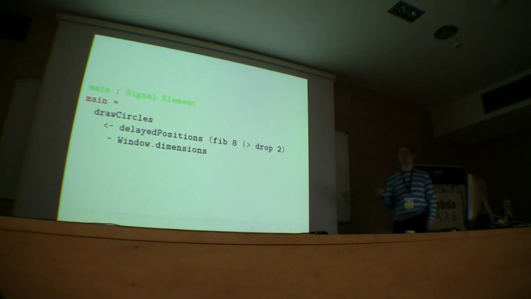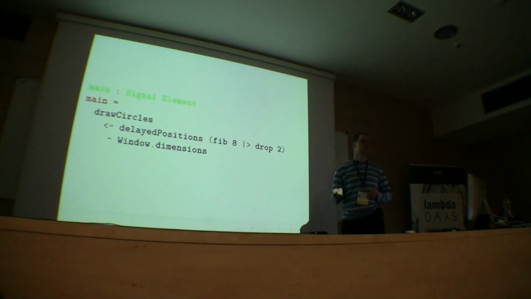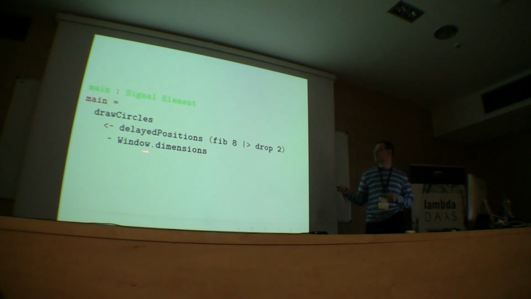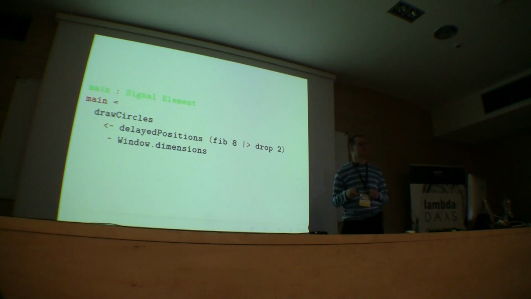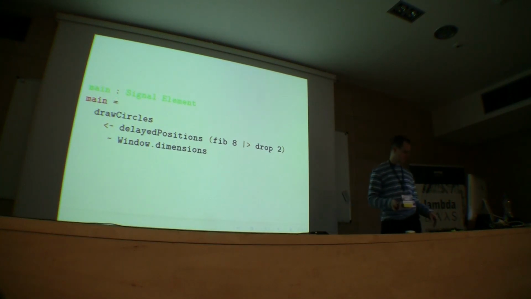I have a program here that uses the draw circles function that I showed before. That function took a list of circle descriptions and was returning an element representing the circles. I have the fib function, which returns a list of Fibonacci numbers. And I have the delayed positions function, which takes a list of delays and returns a signal with those mouse positions delayed. Can you figure out what this program does? I will give you a moment to think, and then I will show you.